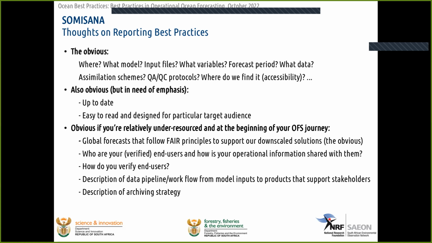So for me, what's obvious, if you're in my shoes, if you're under-resourced and you're only at the beginning of your operational forecast system journey, well, the first one relates to the obvious. The global forecasts that we use to produce our downscales should follow FAIR principles, of course. I would also be interested to know who the verified users are and how the operational information is being shared with them. And then another thing is, how do you verify end users in the case of open information?